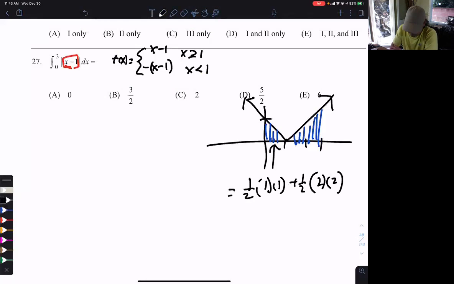For the net area, that's going to be 1 plus, whoa. Did I mess up here? Because my answer is not going to match up. Oh, no. This is 1/2. I thought that was 1. 1/2 times 1 times 1 is 1/2. And that's going to be 2. So 2.5, which is 5/2. Much faster that way, eh? That's it for that one.